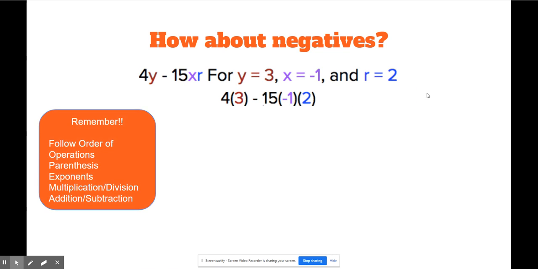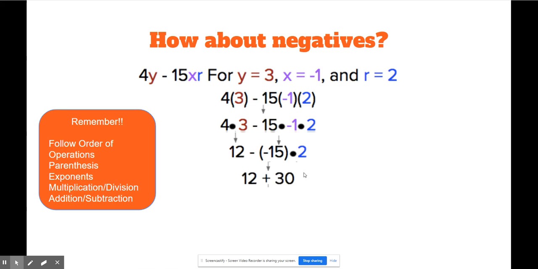Okay. And don't forget your order of operations. Now, if we go back to that reminder, this is 15 times x times r, just like I have it right here. But instead of the x, I put -1. Instead of the r, I put a 2. First step, I'm going to change everything in multiplication, and then we are going to multiply. 4 times 3 gives me 12, and 15 times a -1 gives me a -15. All right. I haven't multiplied by 2 yet, but that's going to be my next step. -15 times 2 gives me a -30.